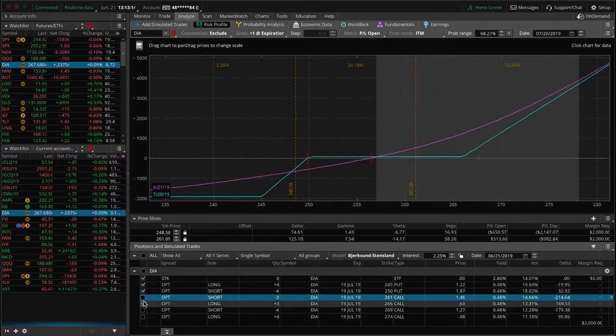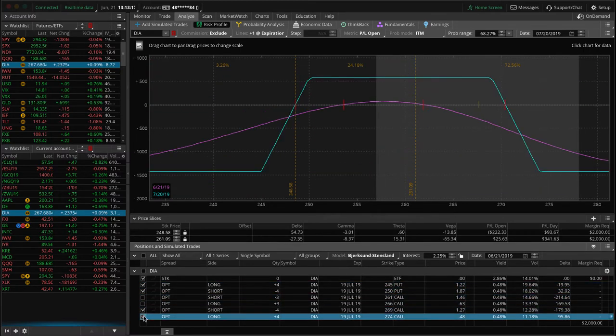And then in the same cycle within July, we've also got this full iron condor where price is kind of hanging out in the upper end of the range. So need a little bit of downside to benefit that.